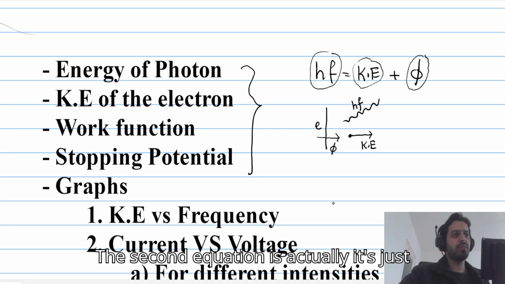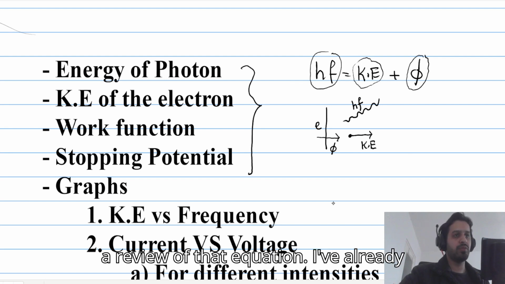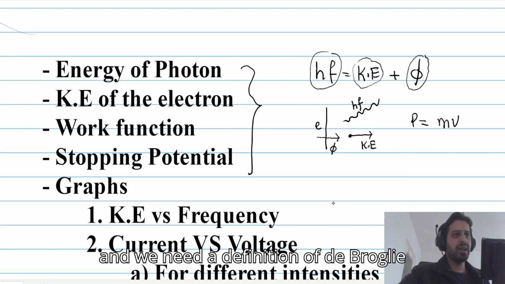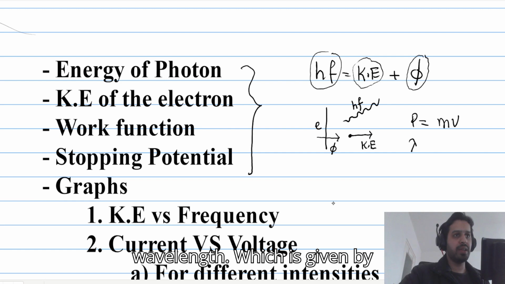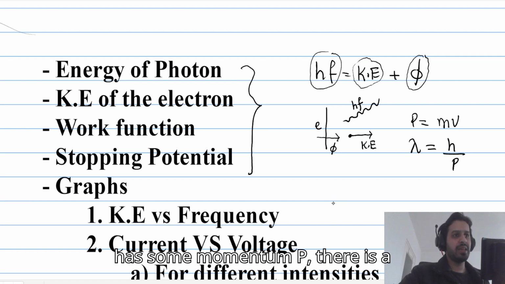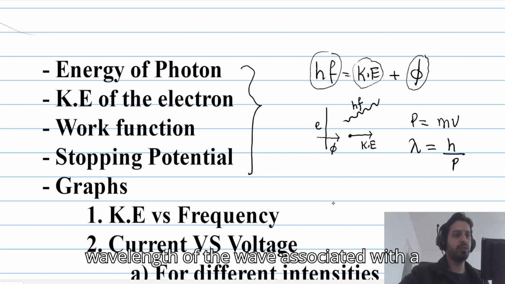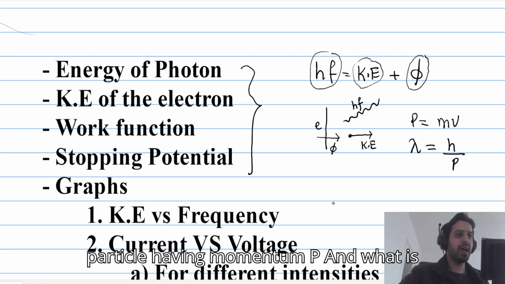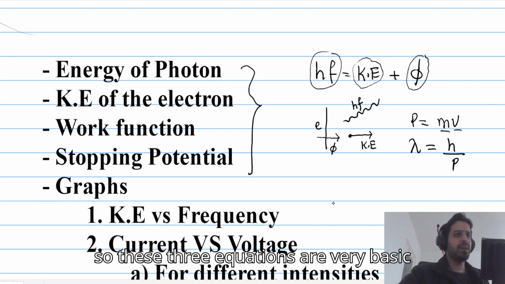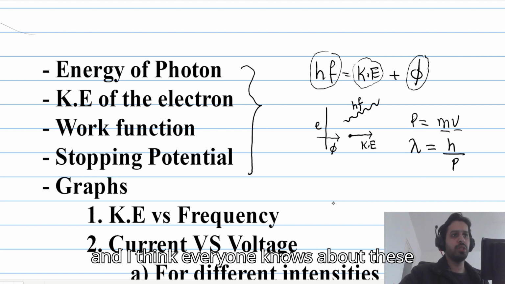The second equation is just a review of that equation. I've already explained it in my previous videos. We just need momentum, p equals mv, and we need a definition of de Broglie wavelength, which is given by h over momentum. So if a particle has some momentum p, there is a wavelength associated with that particle given by lambda. Lambda will be the wavelength of the wave associated with a particle having momentum p. And what is p? p is just mass times velocity, and h is Planck's constant. So these three equations are very basic, and I think everyone knows about these equations.